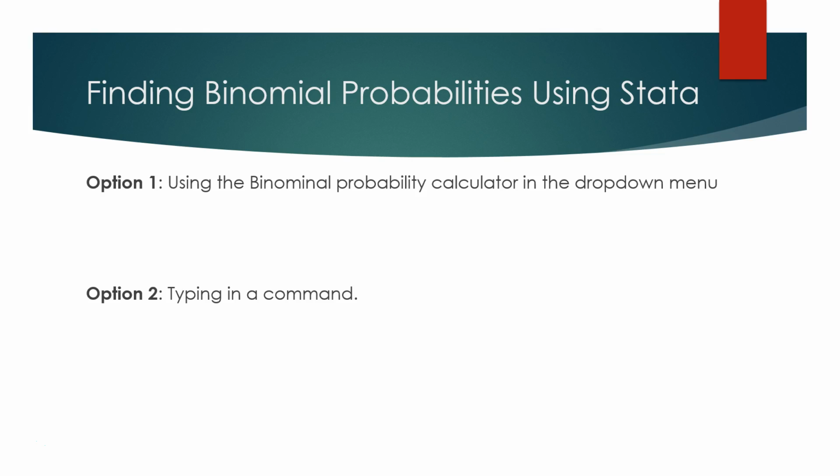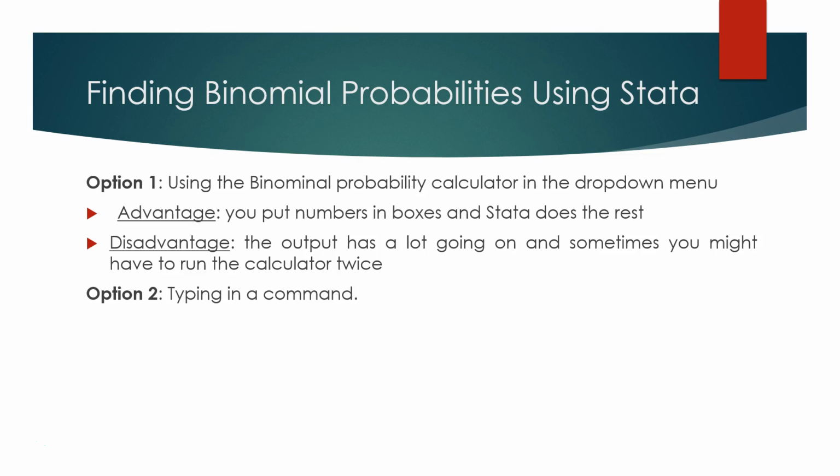So the first option is using the drop-down menus. The advantage of the drop-down menu is you just put numbers in boxes and tell Stata to just go for it. The disadvantage is that the output that you get is going to be pretty long, and sometimes you might have to run the calculator a few times. So this isn't the worst case scenario. There's going to be lots of times where you're going to have to run a test or something more than once, but it depends on your personal preference.